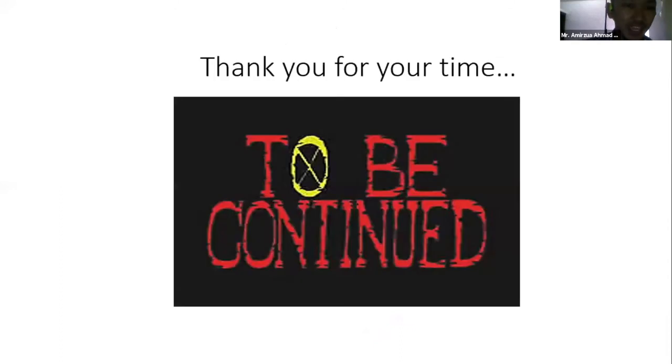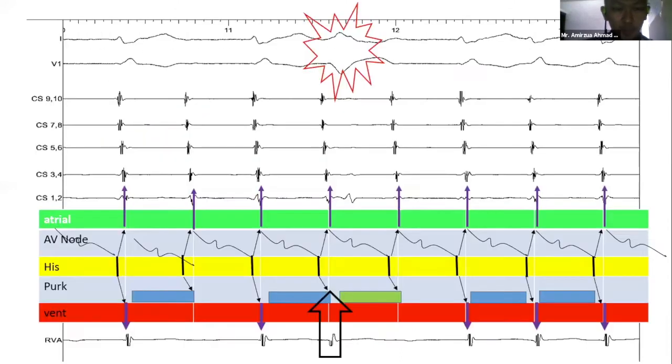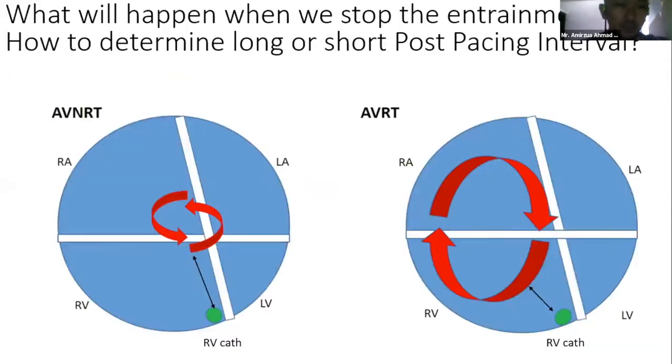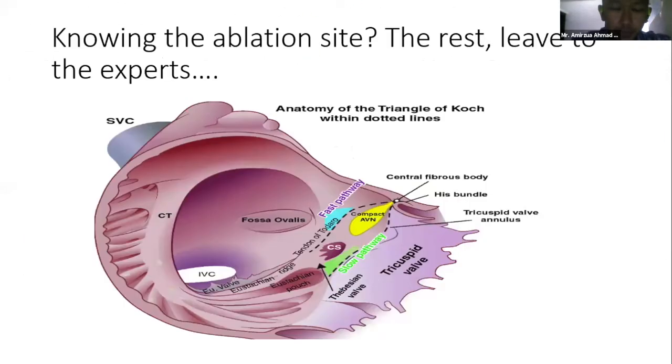Okay, so in the summary, to go for AVNRT, first we need to have no advancement during VESD. That is the first. Second, when you do the entrainment, the behavior must be VAV. Also, we have a long post-pacing interval. And for some cases, termination during entrainment can also be included as a sign of AVNRT.